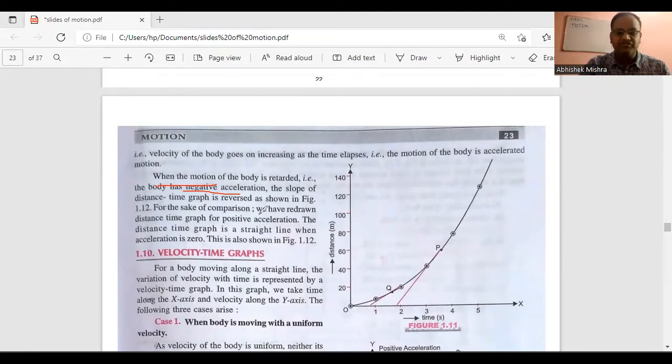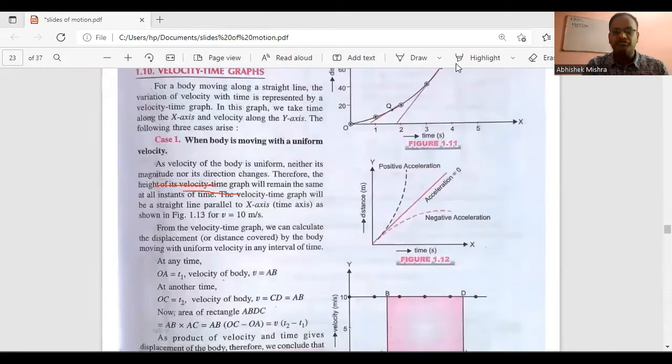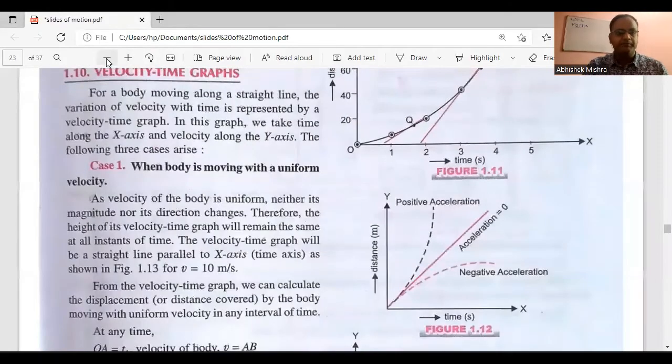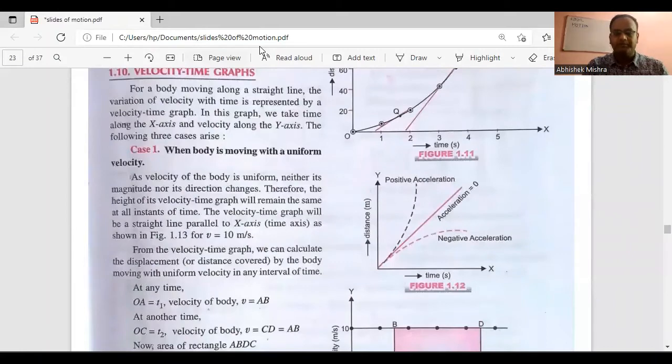For the sake of comparison, we have redrawn the distance-time graph for the positive acceleration, where I'm showing you this. You see over here, students, all of you focus on this graph, which is there in figure 1.12. See, this is a very important one. On the y-axis the distance is plotted, on the x-axis the time is plotted.